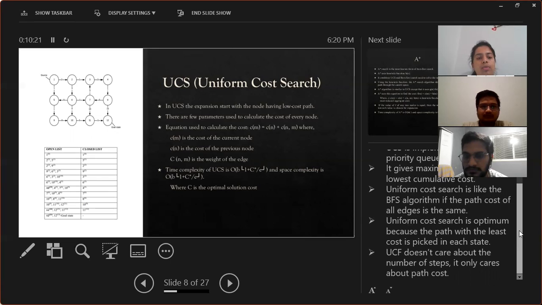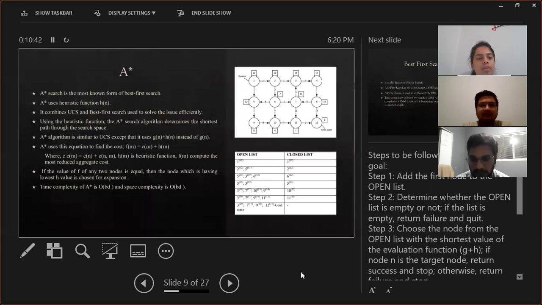UCS is similar to the BFS algorithm if the path cost of all edges is the same. It is optimum because the path with the least cost is picked in every state. It doesn't care about the number of steps, it only cares about the path cost. So this is all about the uniform cost search.